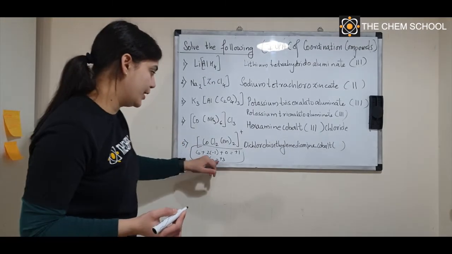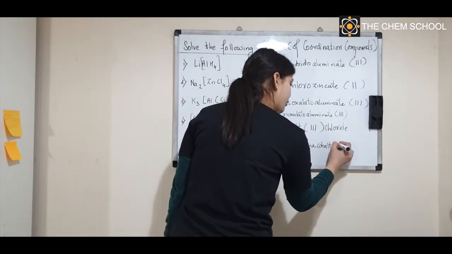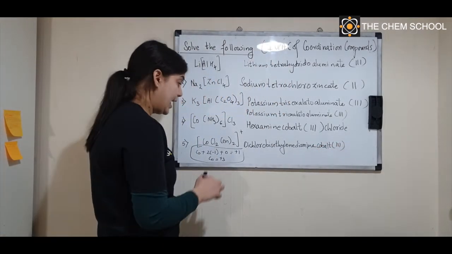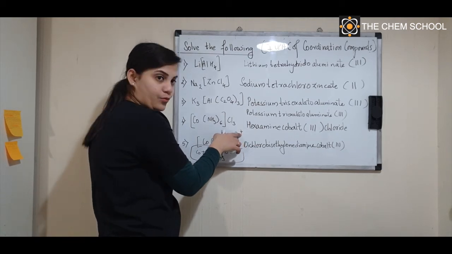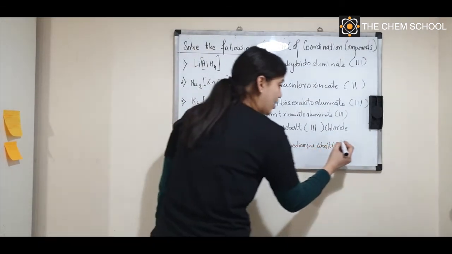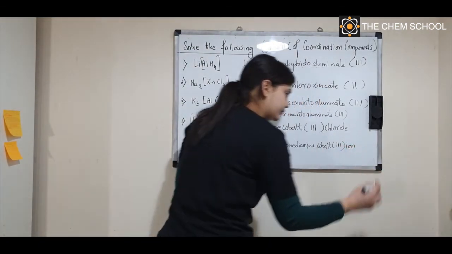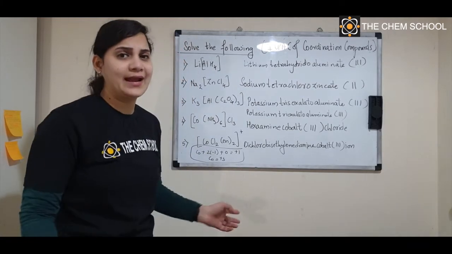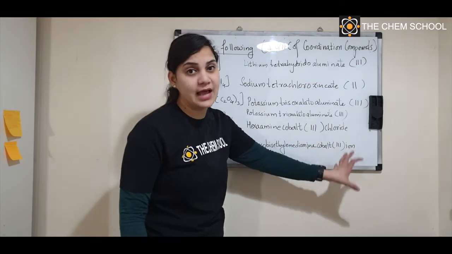Once again I am showing you that. So write down the oxidation state in Roman number. So that is 3. And if you have charge above, so after Roman number you will write down ion. Whether it is cation or anion does not matter. You will just write down it is ion.